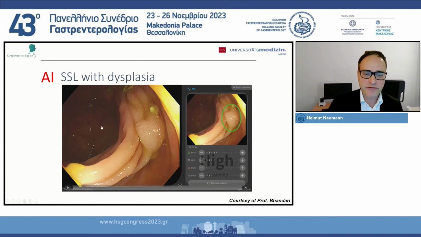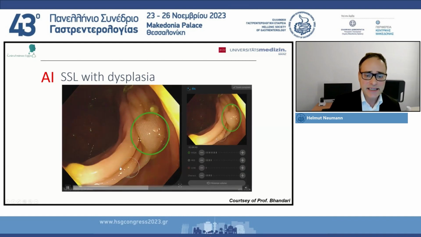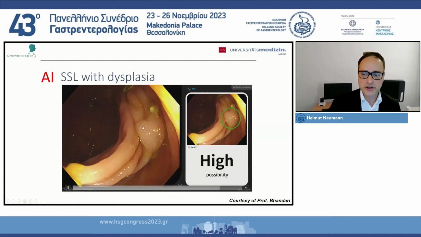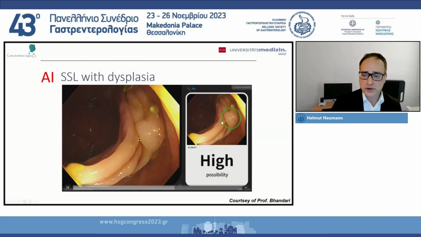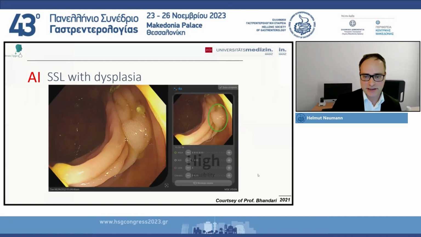And what we have learned, even with this system here, is that you can see that even sessile-serrated lesions, now in this setting with dysplasia, can be identified not only as a polyp, but also characterized by the computer system. This is the NEC system here, showing there is a high possibility of a neoplasia inside, so we should resect. So the new AI systems are already also identifying this dysplasia in sessile-serrated lesions.